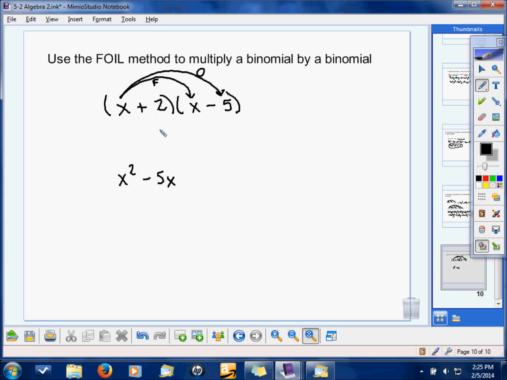Then we take this number, this 2, happens to be on the inside right here with x, so there's my I for FOIL method, but you're really taking this 2 and beginning to distribute it to these other pieces. So 2 times x is plus 2x, and then the last terms, the ones that are left over or last, right there. 2 times negative 5, negative 10. Now this can be simplified, right?